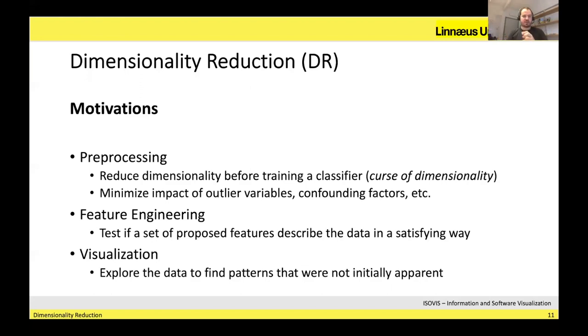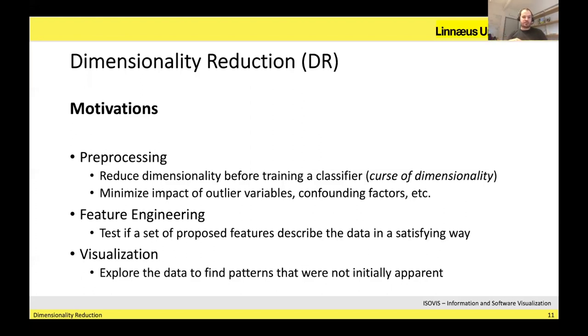And dimensionality reduction can be used for you to go into this testing phase where, okay, I have these features that I came up with, like 4 or 5 or something. And then you can use dimensionality reduction to test if they make sense or not, if the patterns that you're creating with your manual features are actually meaningful for you.